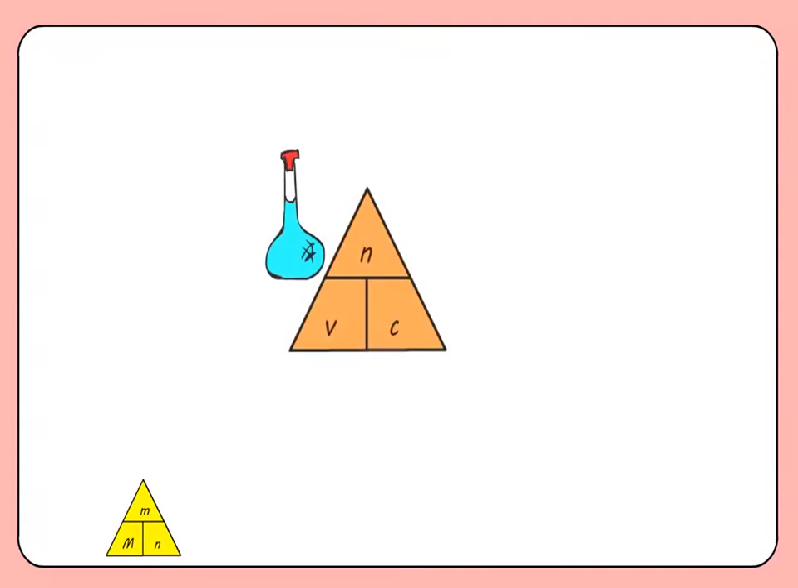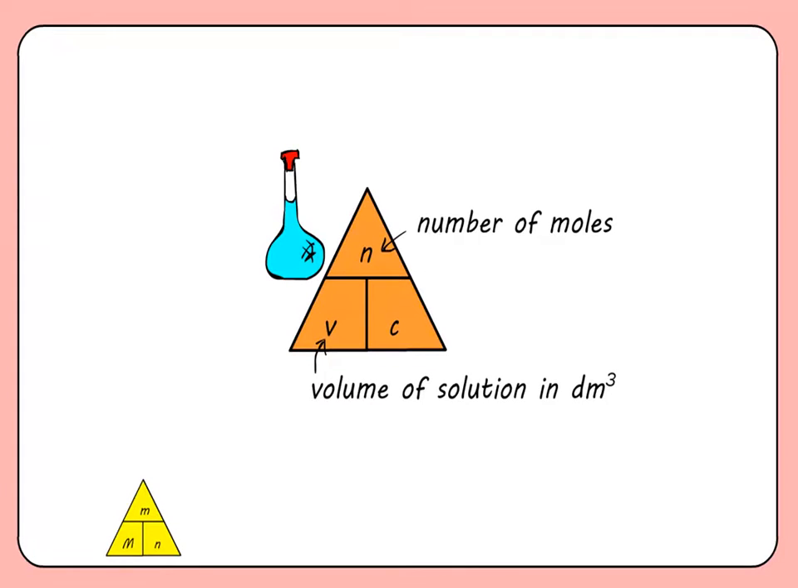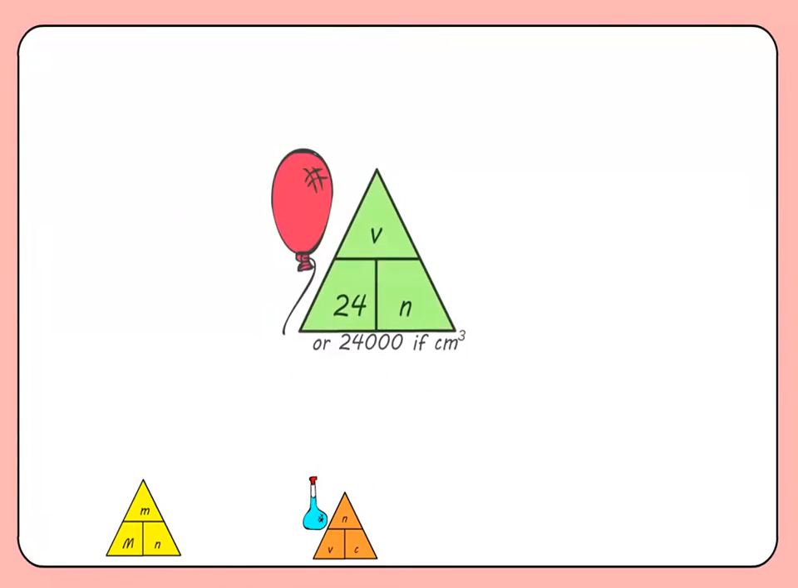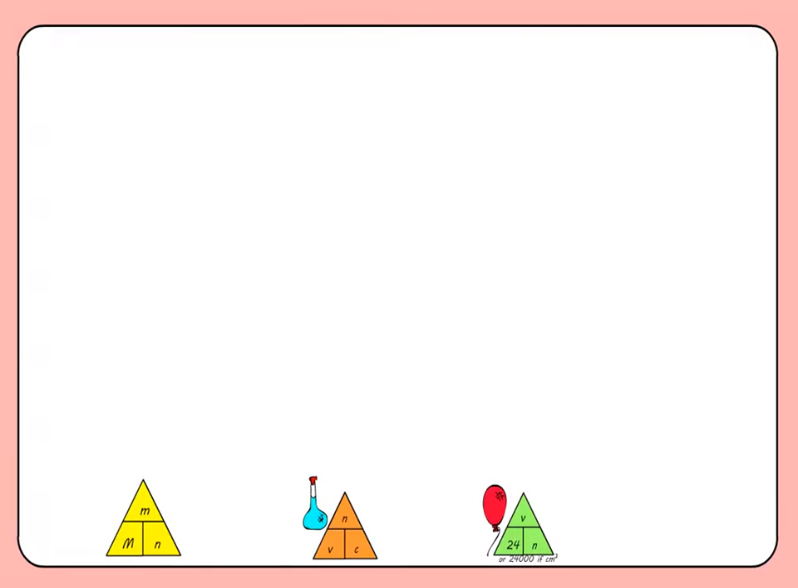There is the triangle for when working with solutions, which is n over Vc, where n is the number of moles, V is the volume of solution in decimeter cubed, it's important to remember that, and C is the concentration in moles per dm cubed. Finally, there is the triangle for gases, where V is the volume of gas and n is the number of moles. Let's work through some examples using these triangles.